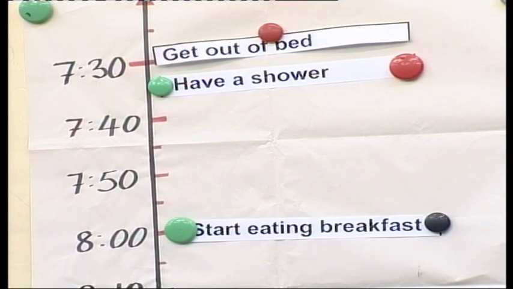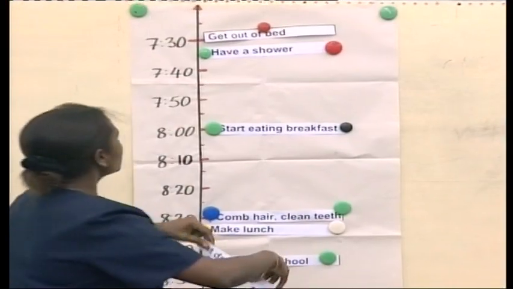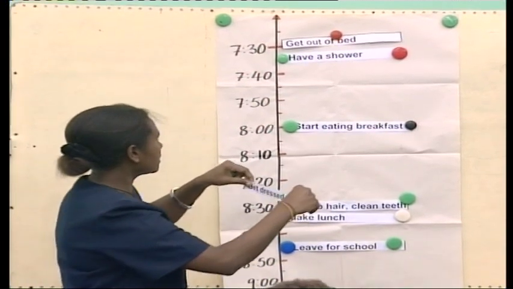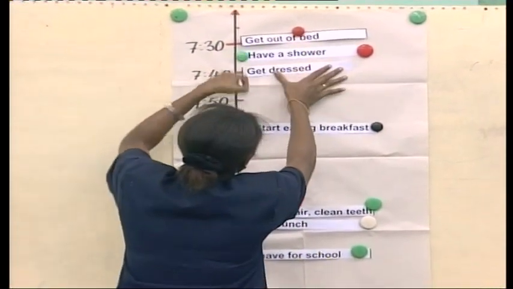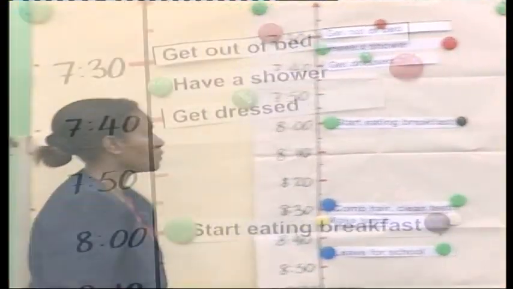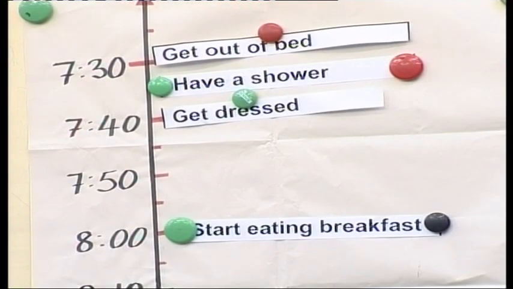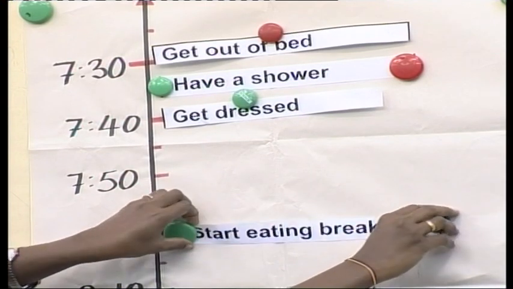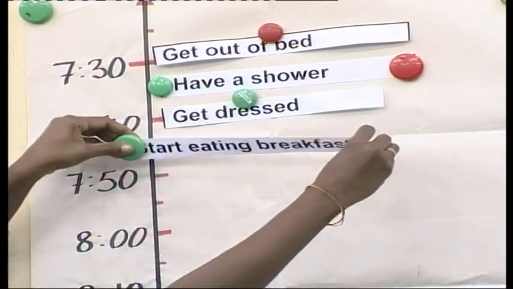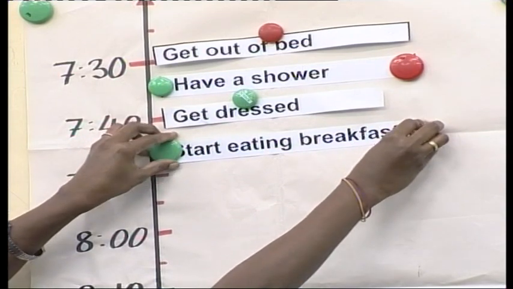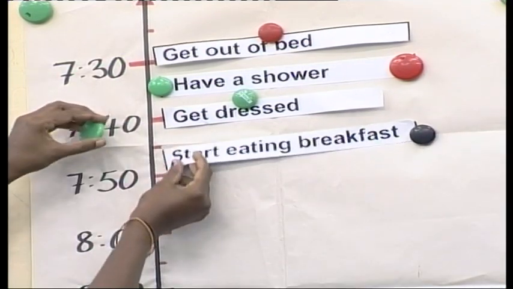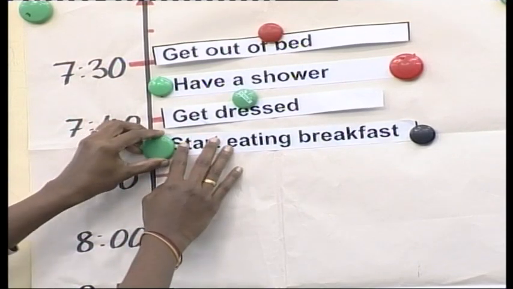Okay, after having your shower, what are you going to do? What would be the next activity? Okay, you get dressed. So 7Es, when do you think you will get yourself dressed? Okay, 7:40. It doesn't take you long to do all this activity. Then what are you going to do? Okay, you have breakfast. When do you have breakfast? Okay, 7:45. It doesn't take you that long to have all this.